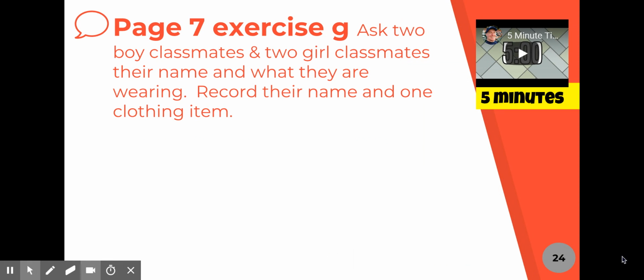Excellent. Okay, now we're going to be on the same page. Exercice J. Okay, so this says ask 2 boy classmates and 2 girl classmates their name and what they are wearing. You are going to record their name and then at least 1 clothing item. So this is why we practiced writing it, so that way you know what to say. Okay, so let's go ahead and practice what you need to say.